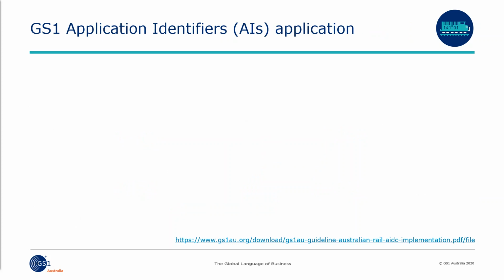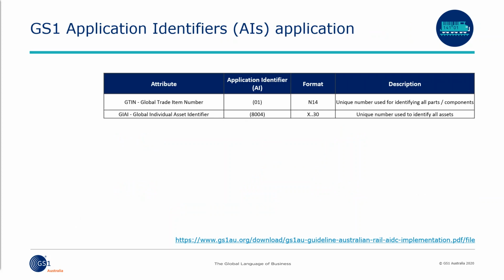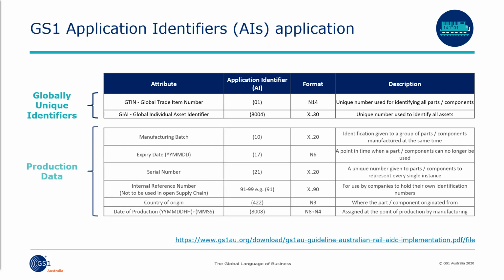There are more than 100 application identifiers which your business can use to identify additional data within a barcode or RFID tag. Here we see AIs 01 and 8004 for encoding GTIN and GIAI, which act as globally unique identifiers. Now we see some additional production identifiers that will be used across rail. You as the supplier need to determine which data elements you will apply.